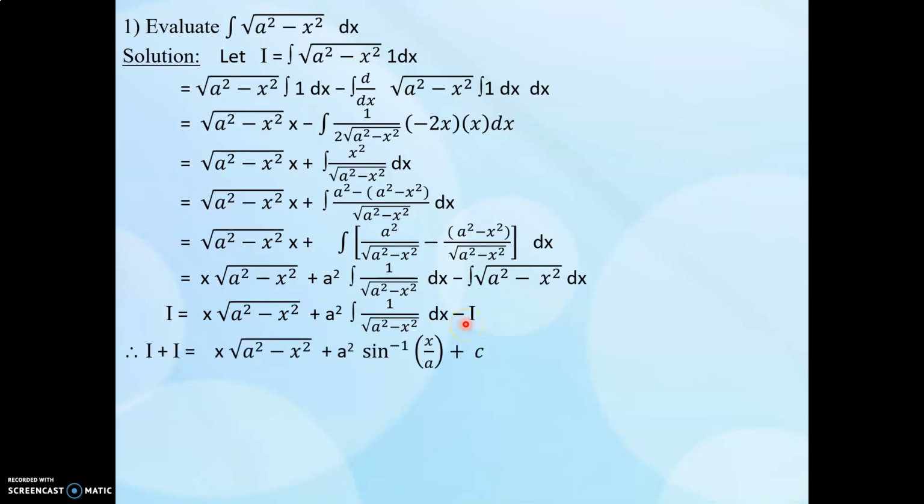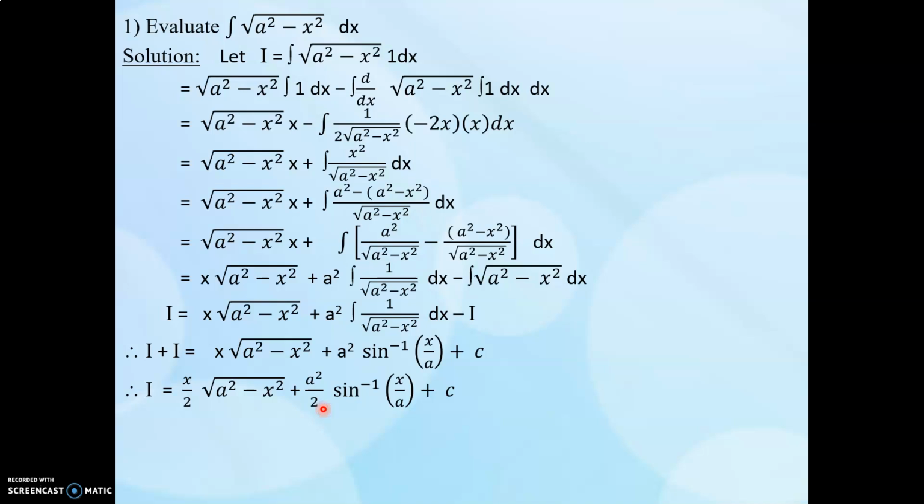You can take this I to the left hand side. So I plus I is equal to x into root of a square minus x square plus a square into integral 1 upon root of a square minus x square dx, which is sine inverse x upon a plus c. So 2I is equal to that. Then you can cross multiply this 2. So therefore I is equal to x upon 2 root of a square minus x square plus a square upon 2 sine inverse of x upon a plus c. This 2 of 2I is cross multiplied and given to both the terms. That is why this 2 is coming.